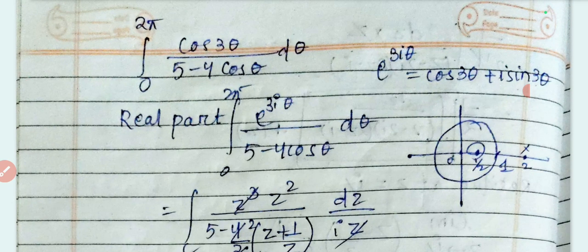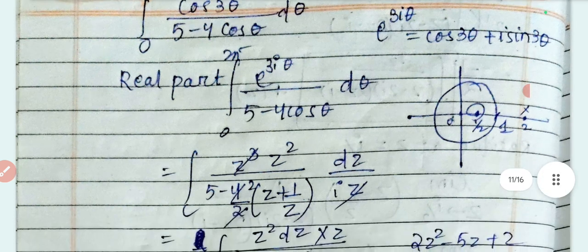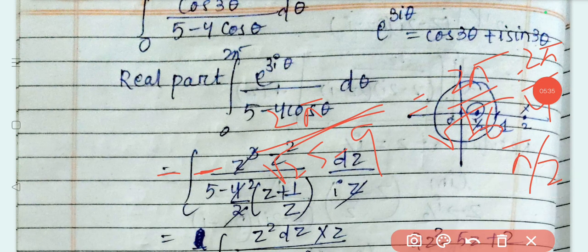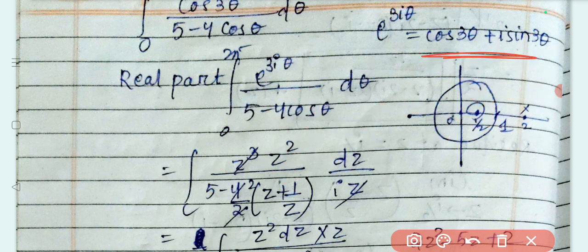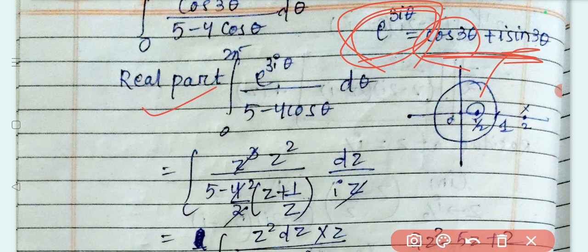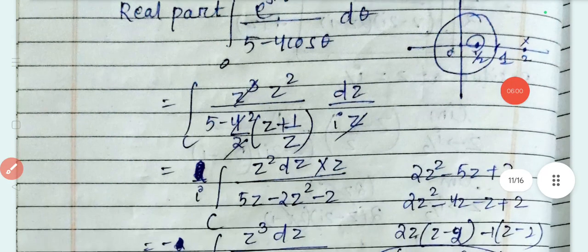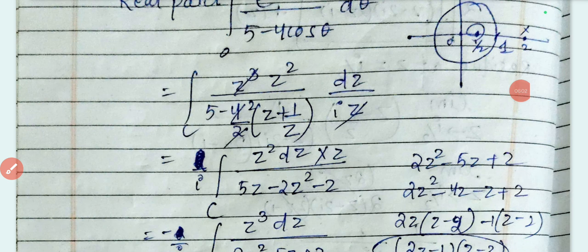Another question: integral of cos 3 theta by 5 minus 4 cos theta from 0 to 2 pi. In place of cos 3 theta, we can take cos 3 theta plus i sin 3 theta, which will be e to the power 3i theta. So cos 3 theta means the real part of e to the power 3i theta; this is the real part, the other is the imaginary part. So we will solve the question taking the real part of e to the power 3i theta. If e to the power i theta is z, then e to the power 3i theta is z cube. Put z cube here and d theta equal to dz by iz.